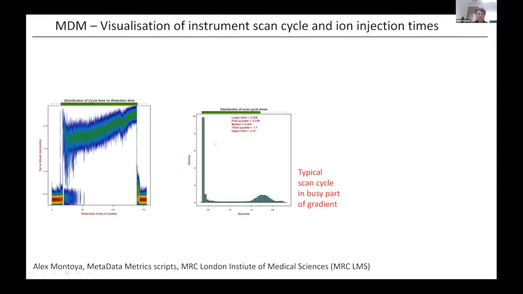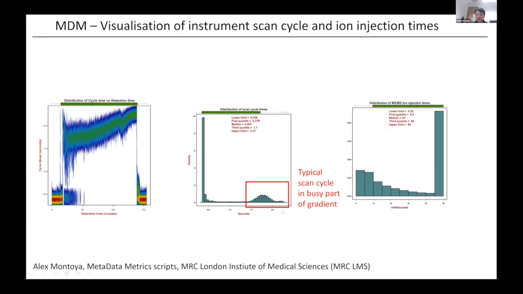And they can actually be summarized and plotted across the entire data set, and that is shown here. We can see that the average scan cycle appears to be somewhere around 1.7, 1.8 seconds, but there are both shorter and longer scan cycles depending on the strength of the signal of these MS1 precursors.